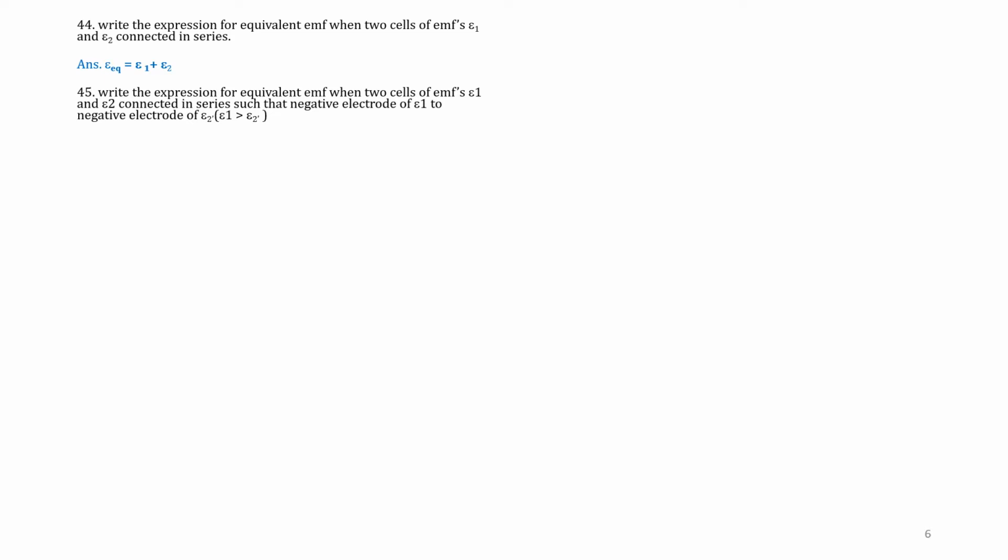Question number 45. Write the expression for equivalent EMF when two cells of EMFs E1 and E2 are connected in series such that the negative electrode of E1 is connected to the negative electrode of E2. That is, E1 is greater than E2. So, when E1 is greater than E2, then negative is connected to negative. Both are opposing each other. So, E equivalent is E1 minus E2.